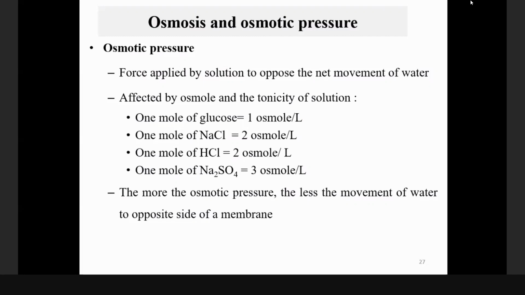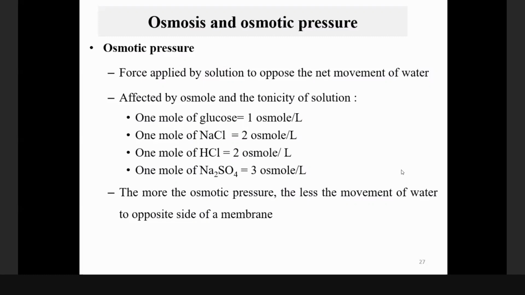So this osmotic pressure is affected by osmotically active particles in a given solution. So the more osmotic pressure there is, the less the movement of water into another compartment, because osmotic pressure is because of the solutes like sodium or protein and so on, opposing water leaking out into another compartment.